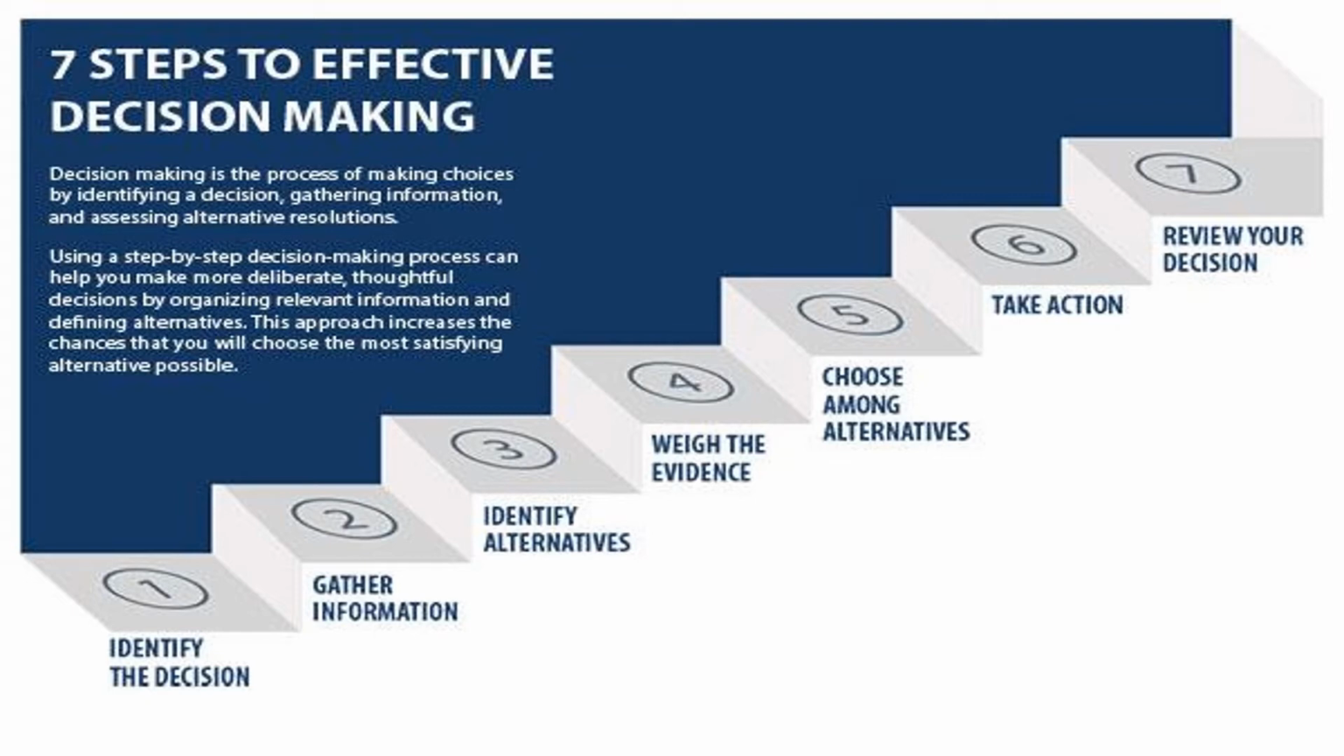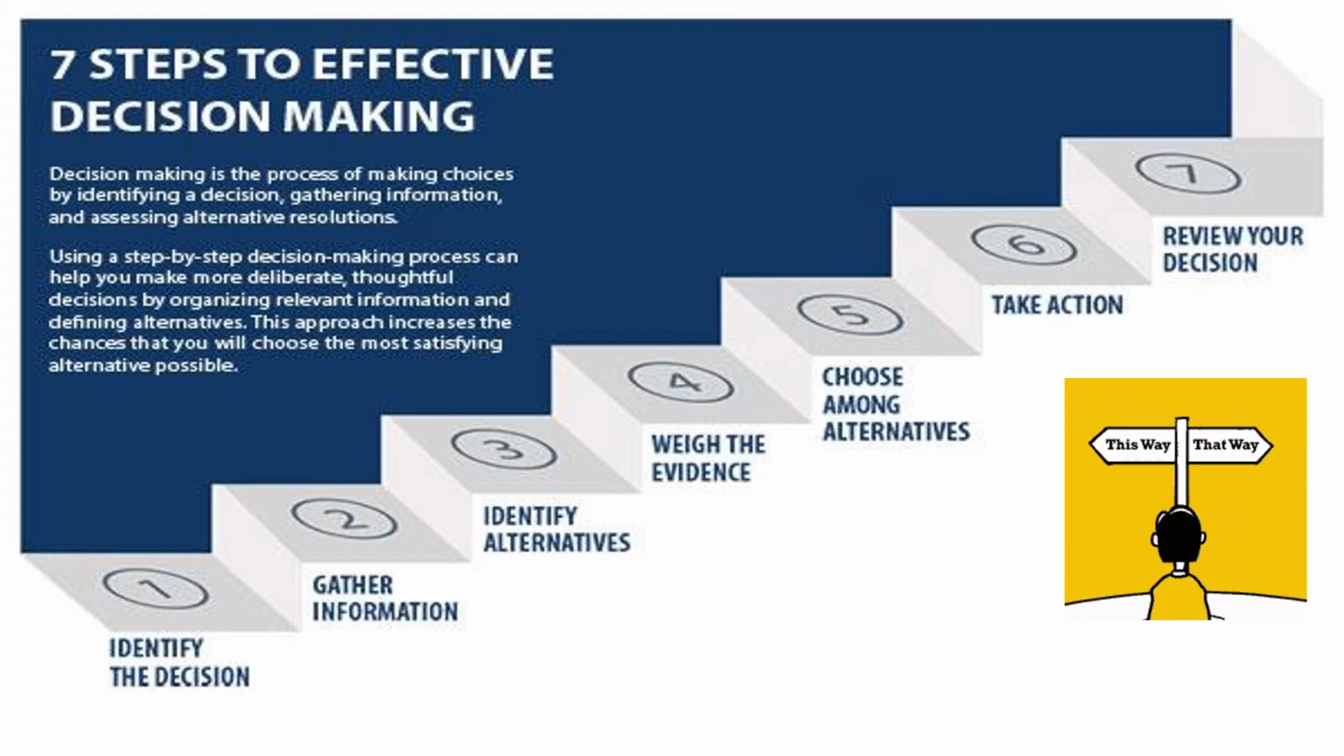There are 7 steps that make your decision making more effective. The first step is to identify the decision. You realize that you need to make a decision. Try to clearly define the nature of the decision you must make. This first step is very important.